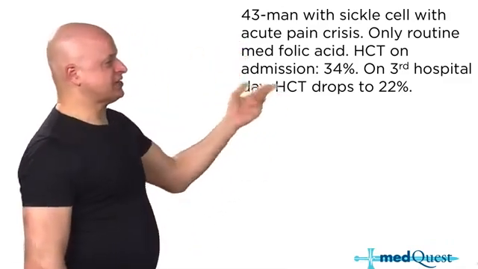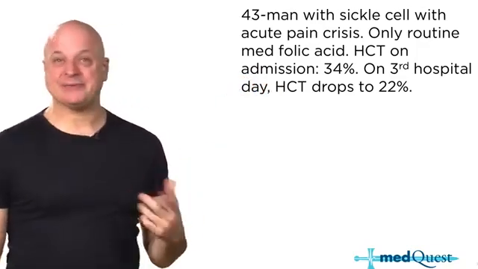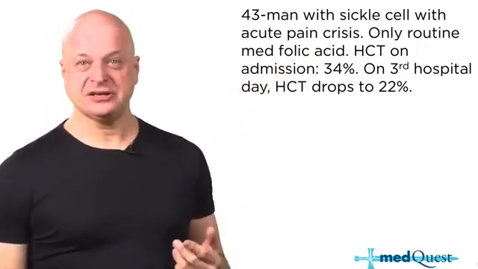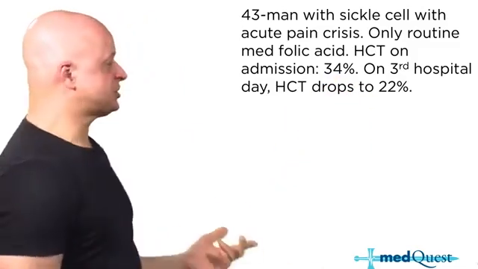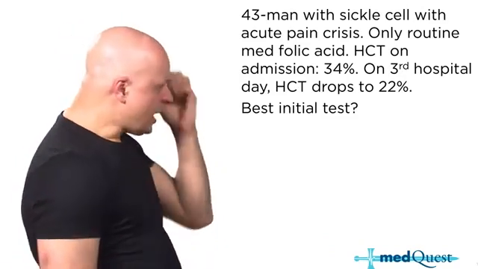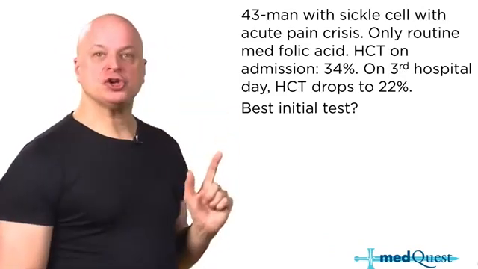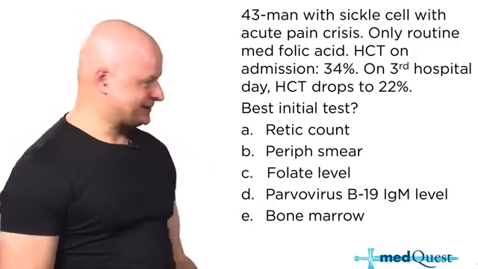43-year-old man with sickle crisis with acute pain. He's on folic acid because everybody who's got a chronic hemolysis should be on folic acid. But why did the hematocrit suddenly drop? That's much too much to just be dilutional. So why did it drop? Because you can have an acute aplastic crisis.